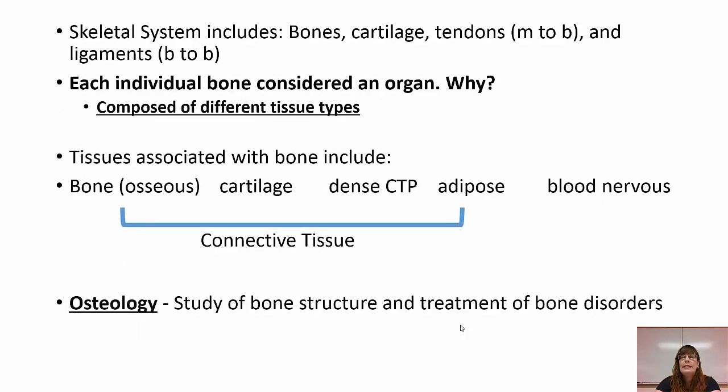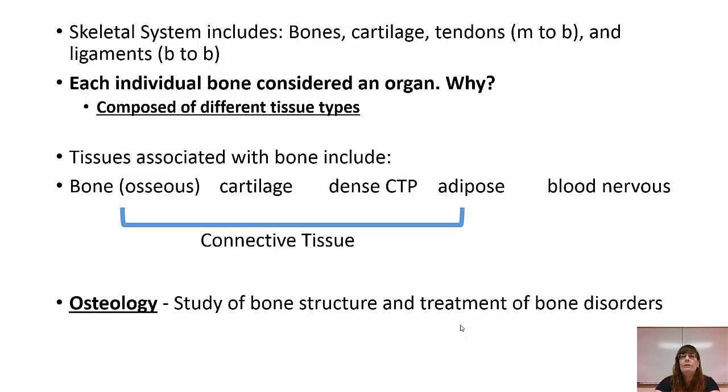So, first, the skeletal system is made up of bones, cartilage, tendons, which connect muscle to bone, and ligaments, which connect bone to bone. Each individual bone is actually considered an organ, and I want you guys to consider why for a second. If you think about it, the definition of an organ is different tissues that come together and work for a specific function. Well, each bone is actually made up of different tissue types. So each bone is actually technically an organ.